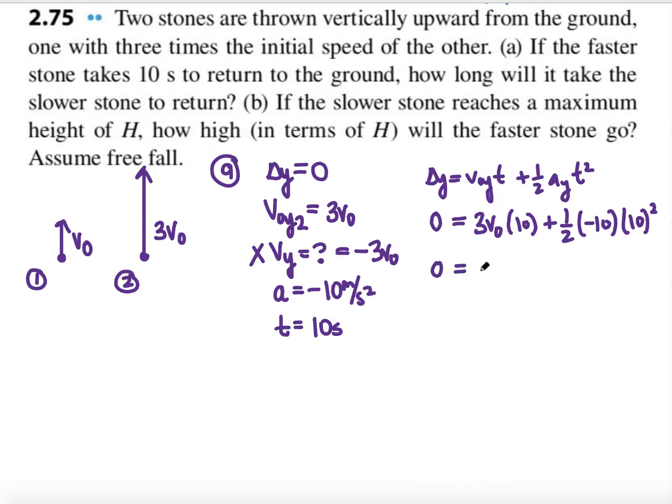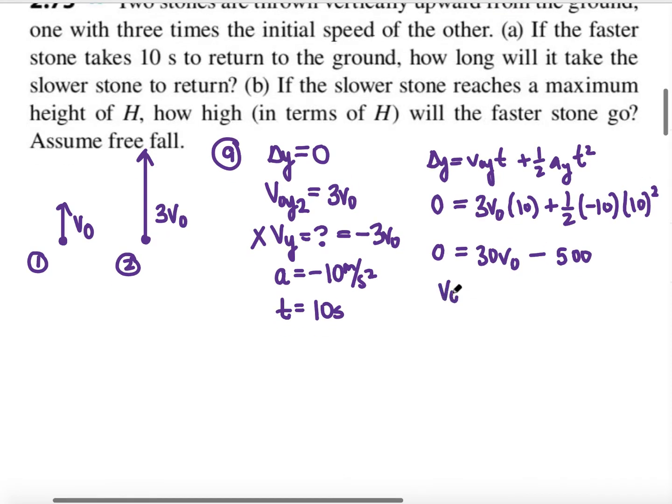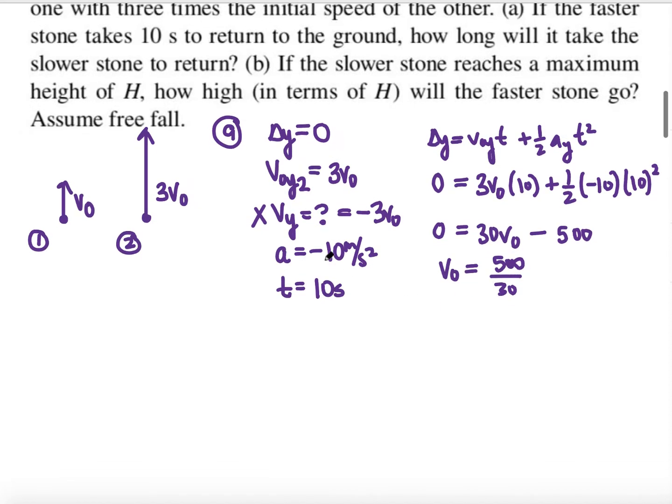Let's simplify what we wrote. This is now 30 times v naught minus, so let's see, this is 5 times 100, so 500. So now we actually have our v initial, which is just going to be 500 over 30. Let's just leave that as it is for right now. And so when we go back into this, we're going to now go for stone 2. So our delta y is still 0. Our v initial y is now just v naught, which we know to be 500 over 30.